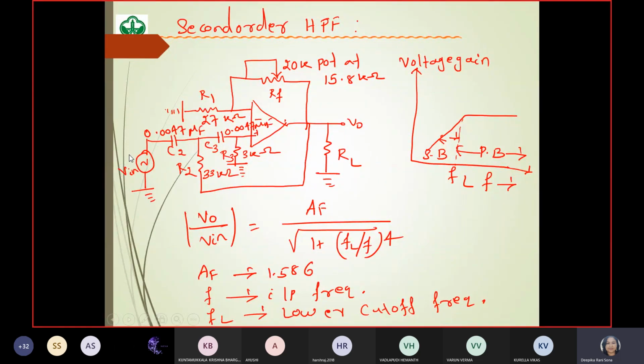The data is already written. This is related to one problem only. So see the difference in the design: the RC position is fully changed, so it is CR, while RF and R1 remain the same. So here, what is the formula for the voltage gain equation?